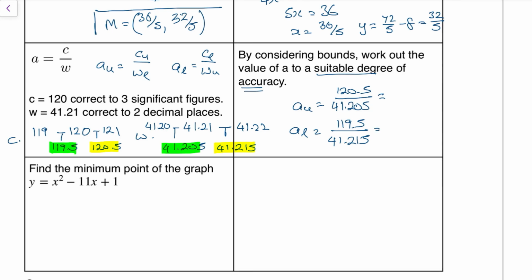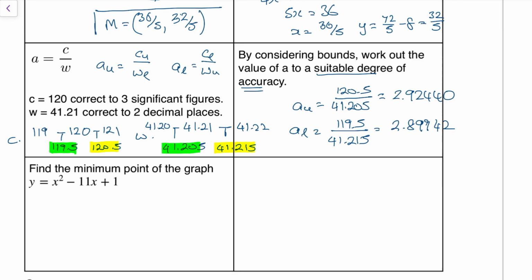Right, calculator time. Now, I need to write, not all of them, but a lot of decimal places. So 120.5 divided by 41.205 is equal to 2.92440. Now, if I need more decimal places, I'm going to have to come back and redo that, but I think that's probably going to be enough. 119.5 divided by 41.215 is going to be 2.899. In fact, I don't need anywhere near this many decimal places, do I? Because I can see what the answer is already.